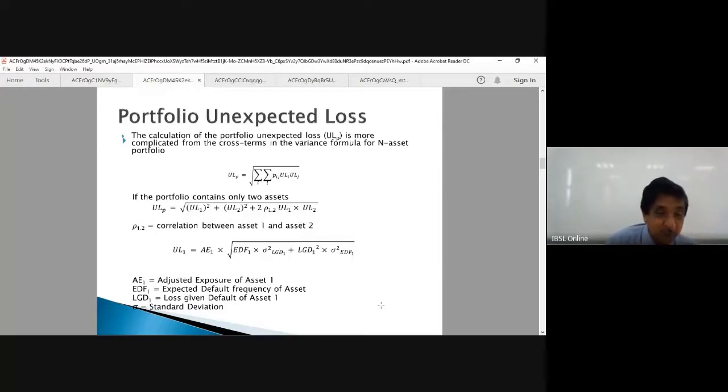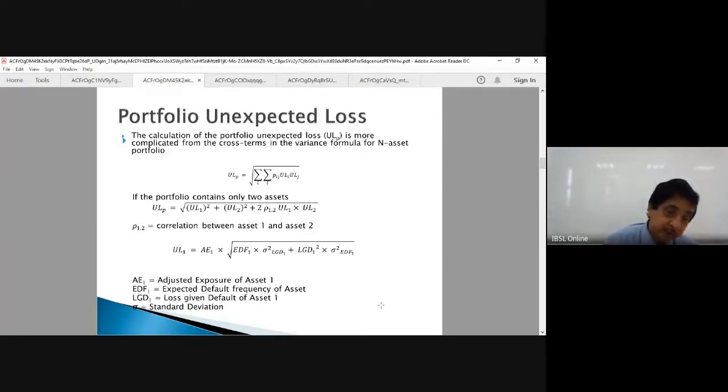So therefore, when you have 100 assets, there will be several correlations to be taken into consideration. It is more than the number of loans. That is the issue. Now I will tell you there's a particular way of getting it.